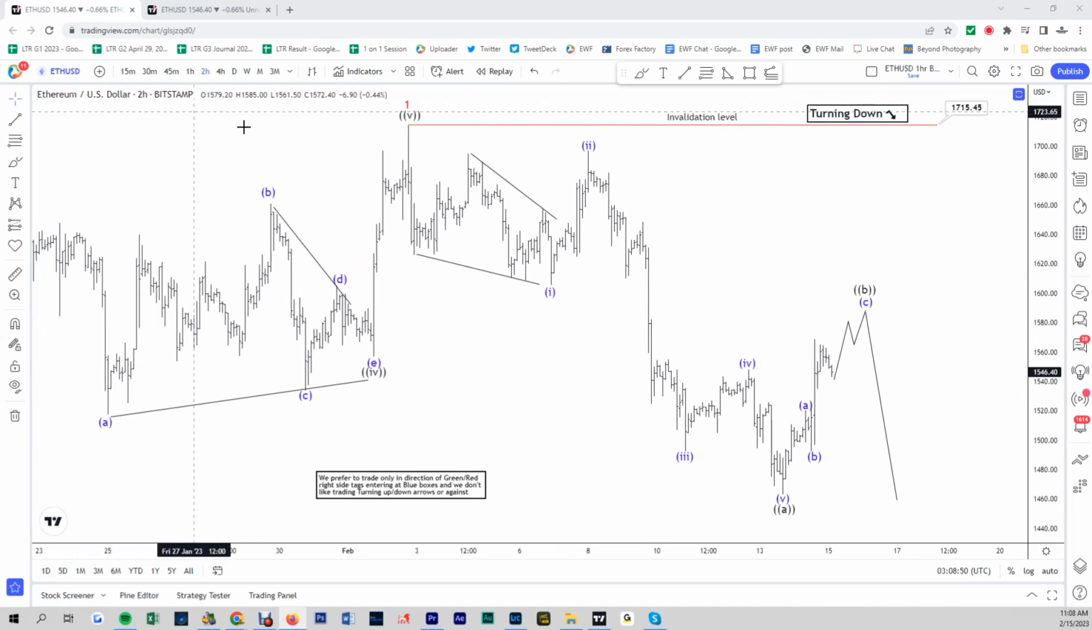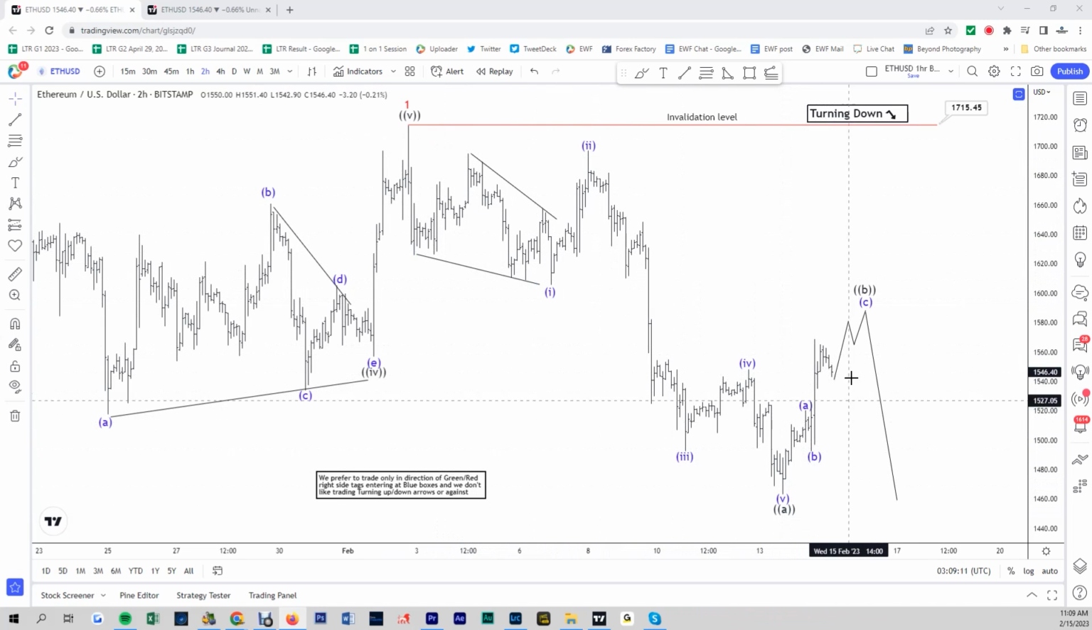Today we are looking at the chart of Ethereum. This is the 2-hour chart. We can see we ended wave 1 here in the minor degree and are now pulling back. The pullback needs to be wave 2, and wave 2 should be in 3 waves. We ended A of 2 in the form of 5 waves, 1, 2, 3, 4, 5.